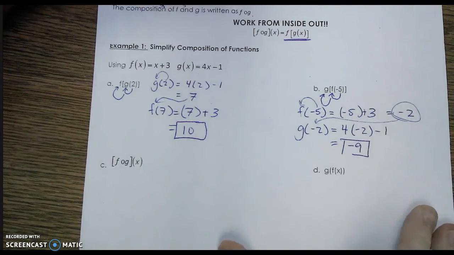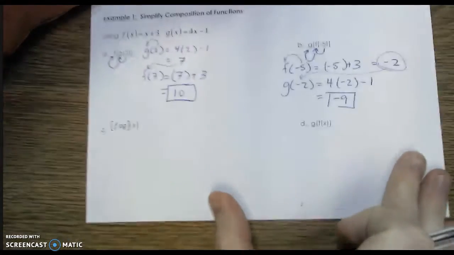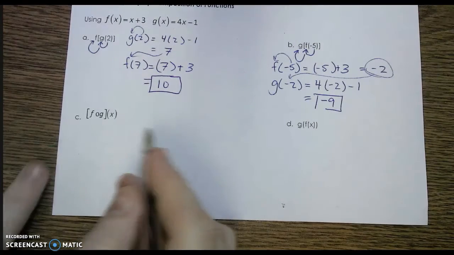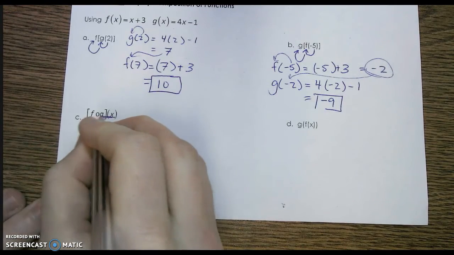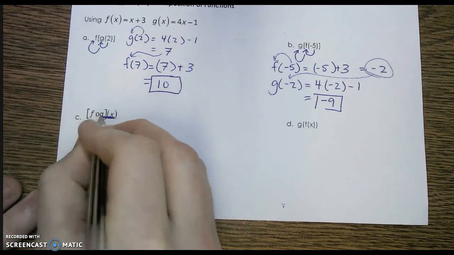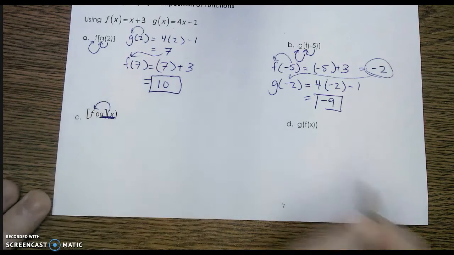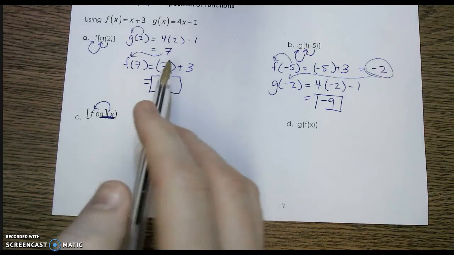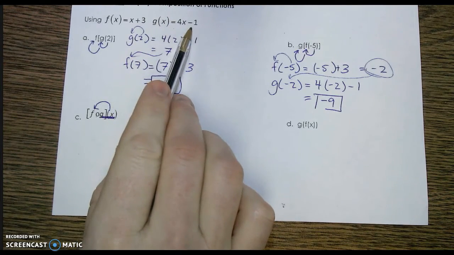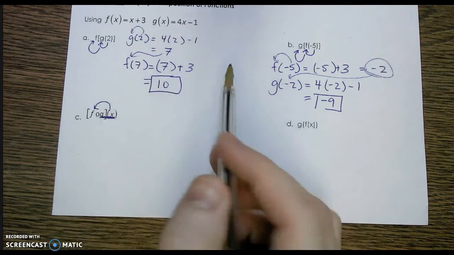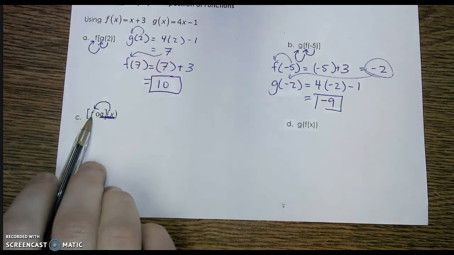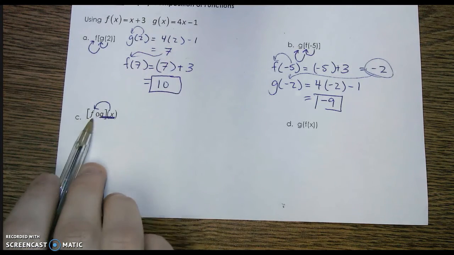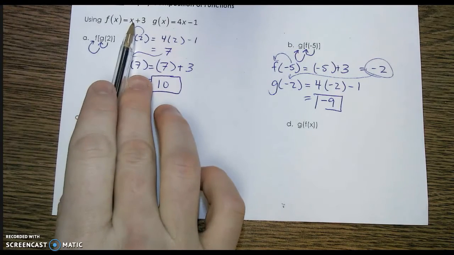On C and D, they don't have numbers to plug in. You're just plugging in the function. So it's saying leave x alone, so g of x, and plug that into the f function. So if we leave x alone for g, that's 4x minus 1, and we're plugging it into the function. So we've got to figure out, well, where's the input for f since we're putting g into f? The input is the x variable.